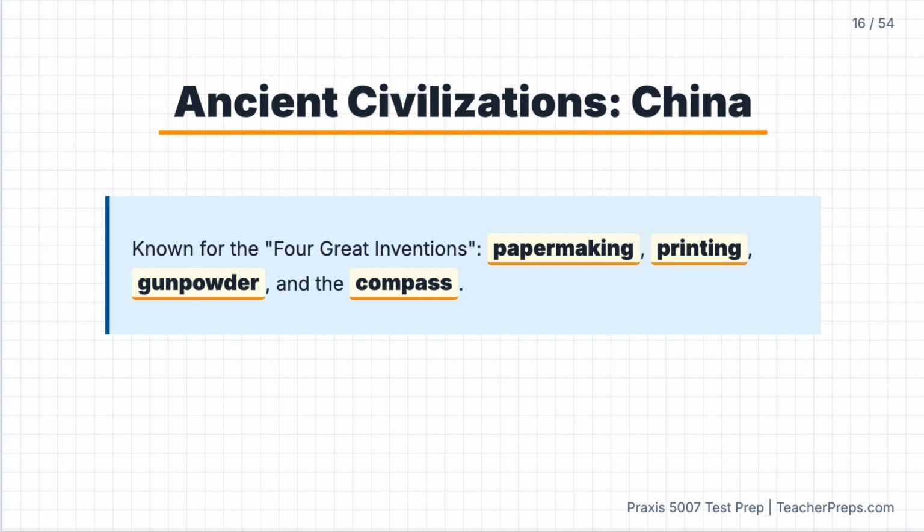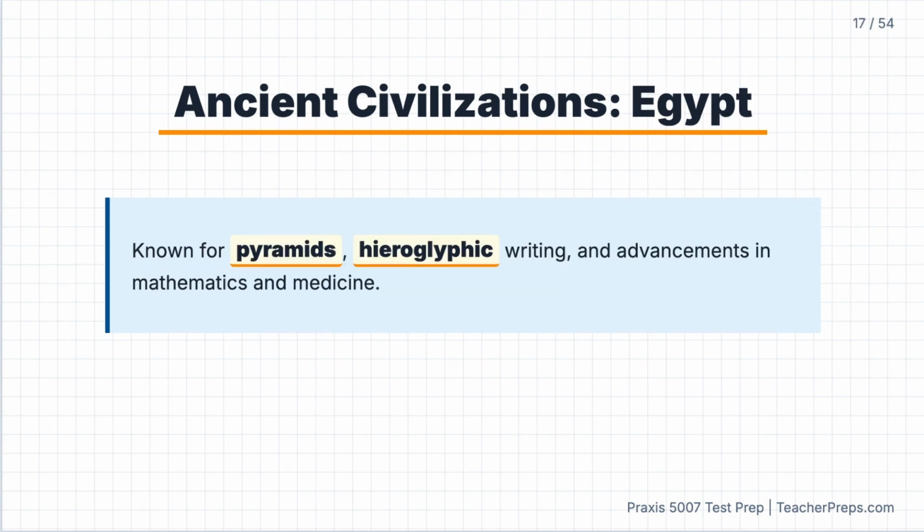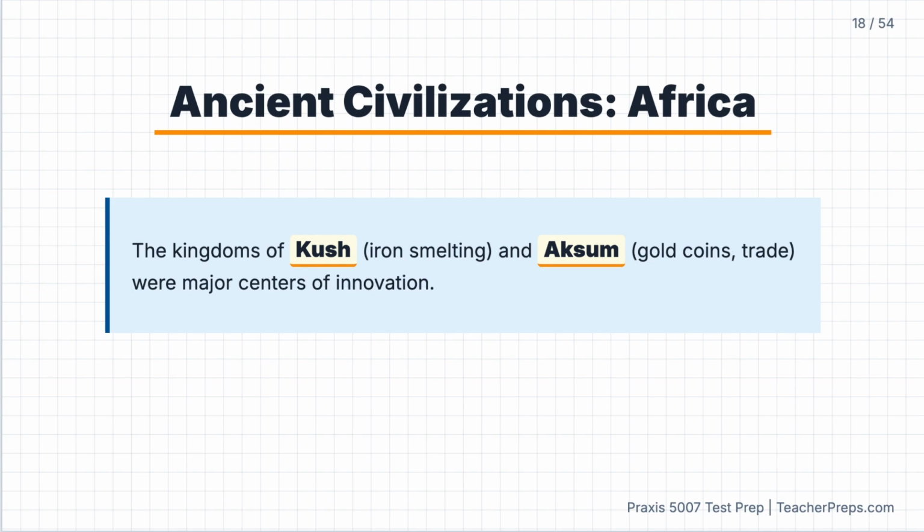For your exam, associate China with the 4 great inventions: papermaking, printing, gunpowder, and the compass. Next, for ancient Egypt, think about the pyramids and hieroglyphics, and early advancements in science and mathematics. Don't forget the great civilization of classical Africa. The kingdom of Kush was a center for iron and a large trading post as well.